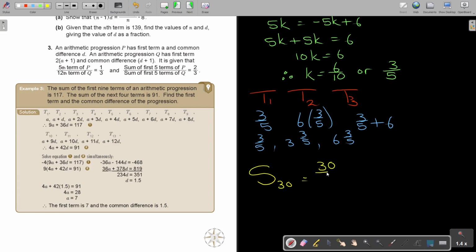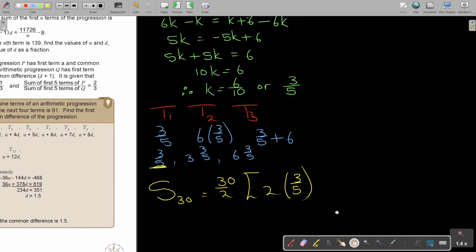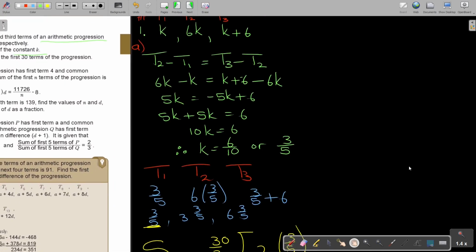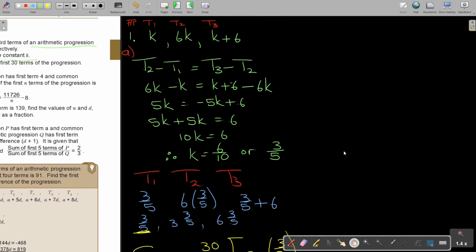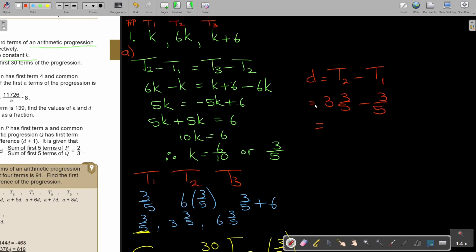So it's 30 over 2. Now luckily I have A, so it's 3 over 5. Now, do I have the value of D? Did I fill it in? Oh, yes. That is also the value of D. Did you see that? So let's just test. If I want to find the value of D, it's T2 minus T1, and that's going to be 3 and 3 over 5 minus 3 over 5. And the value of D is going to be 3.